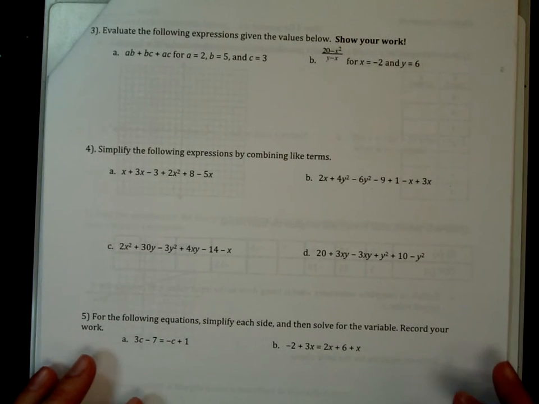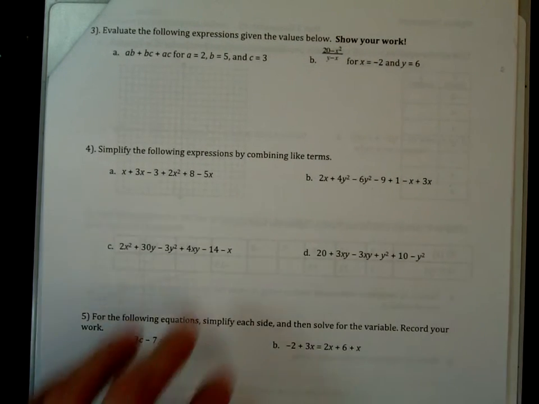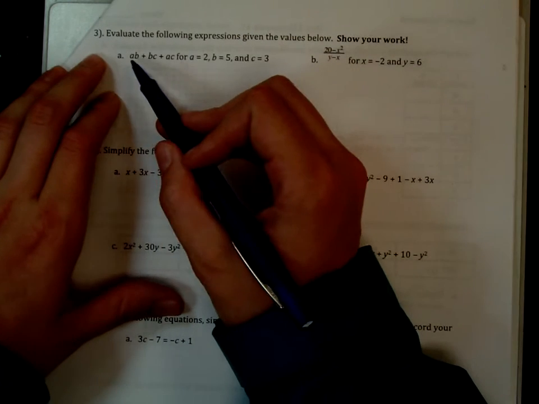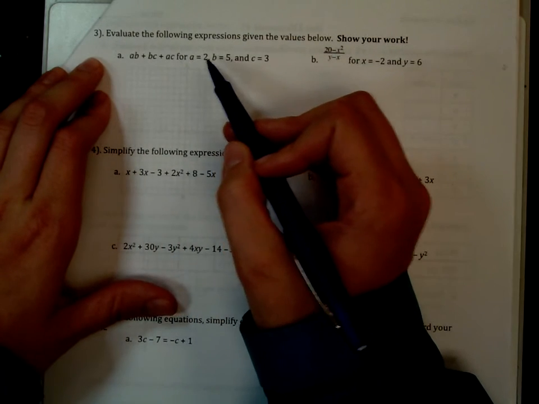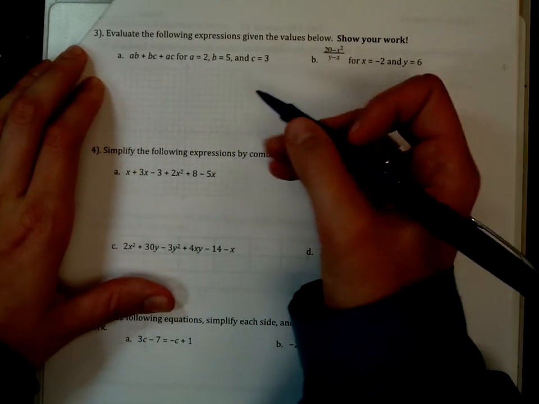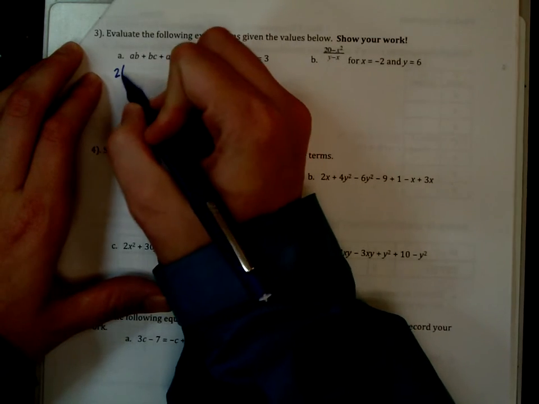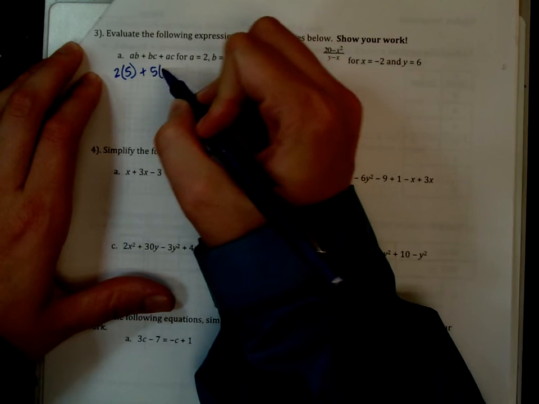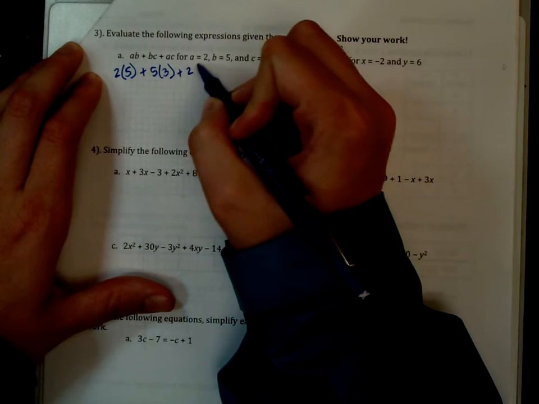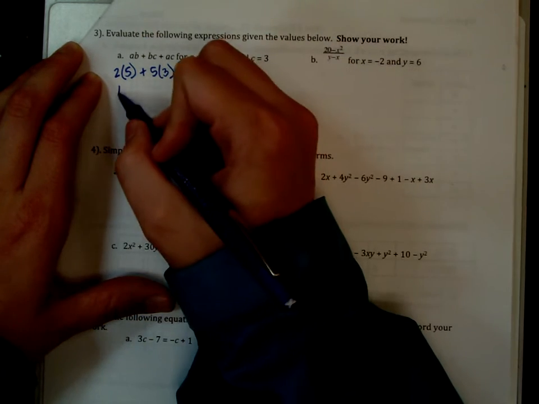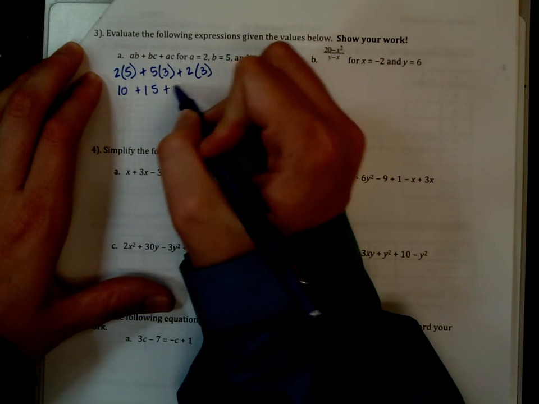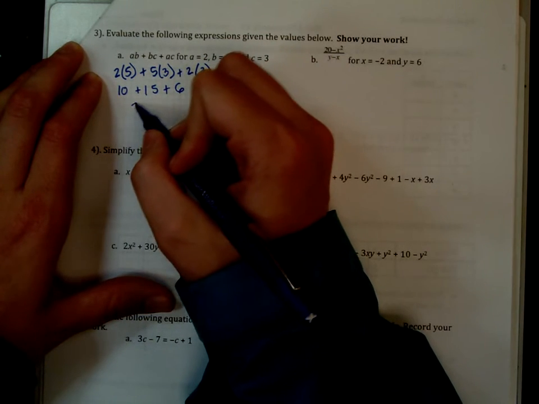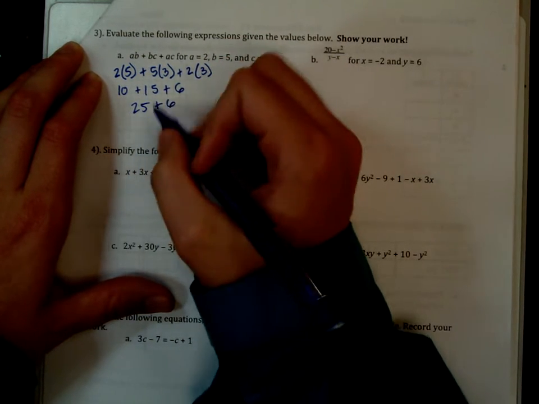Evaluate the following expressions given the values below. Show your work. So we want to evaluate this for A equals 2, B equals 5, and C equals 3. So we have 2 times 5 plus 5 times 3 plus 2 times 3. So that's 10 plus 15 plus 6. That's 25 plus 6 is 31.